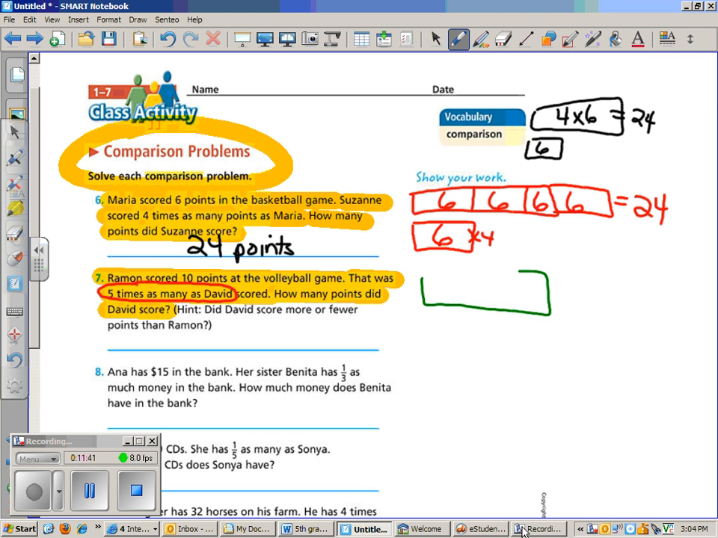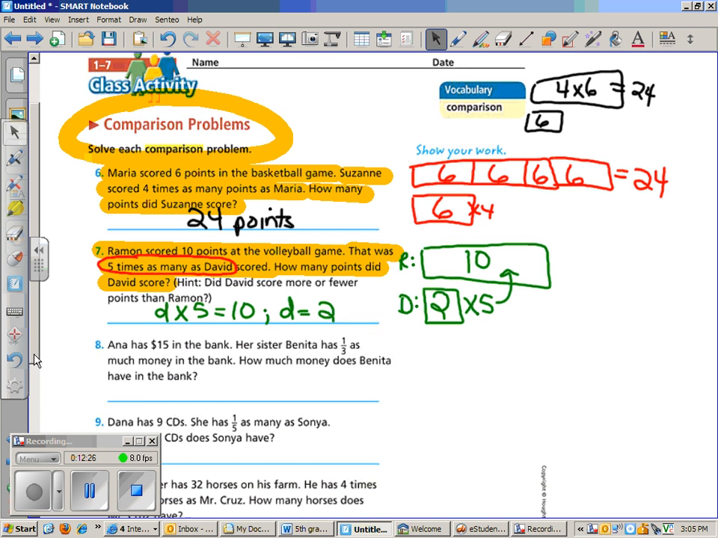So let's make our comparison bars. Okay, so we have 10 points for Ramon, and we're trying to figure out David. Whatever this number is for David, 5 times it will give you Ramon's. So we need to ask ourselves that question: what number times 5 equals 10? If we did it like D times 5 equals 10, what would D be? And you should find that David should be 2. So David scored 2 points, just kind of looking at it as how many more, how many less.